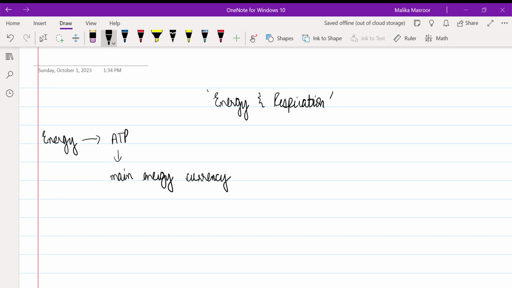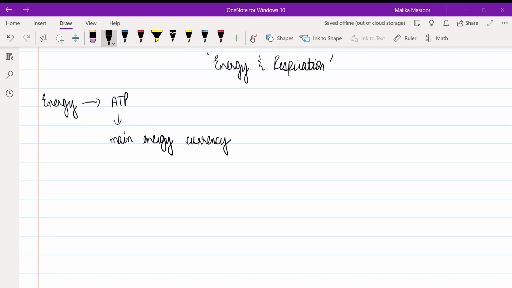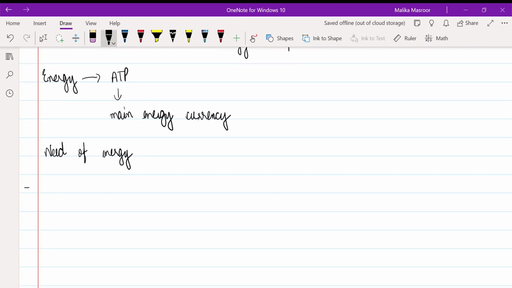Right. Now moving on to the fact that why do we need energy? Right, so can I say I need energy for locomotion, that is movement from one place to another. Then can I say we need it for metabolic processes? Right, because when substances are breaking down in a body, they also need energy to move around the body.